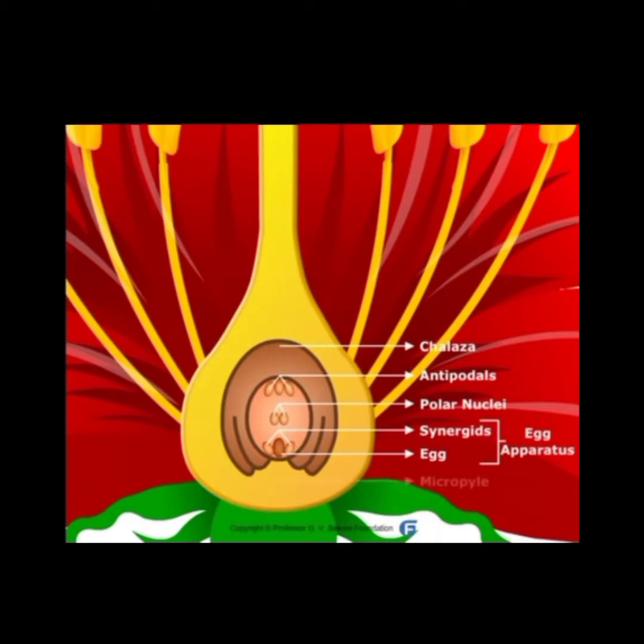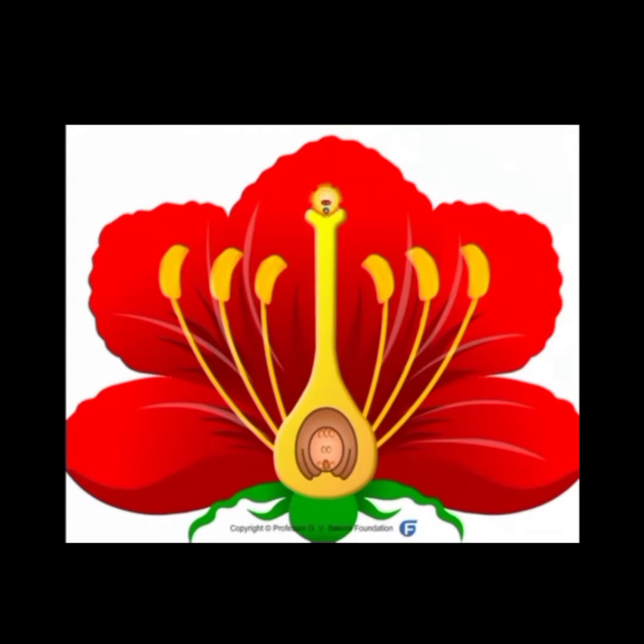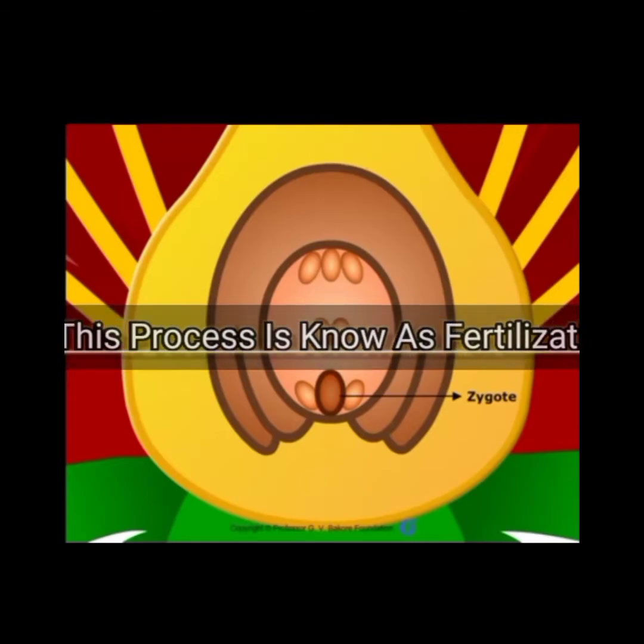The pollen tube emerges from the germ pore. The haploid generative cell divides to form two male gametes. The pollen tube enters the embryo sac through the micropyle. It enters through the degenerating synergid or between the egg and the synergids. The first male gamete fuses with the egg to form a diploid zygote. This process is known as fertilization.